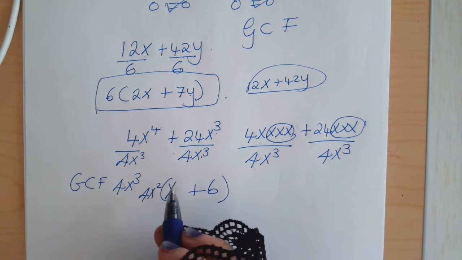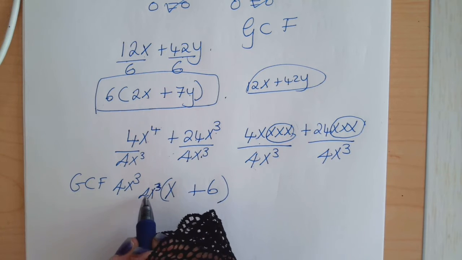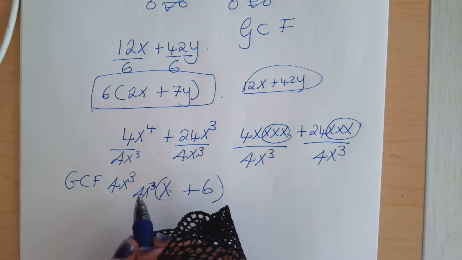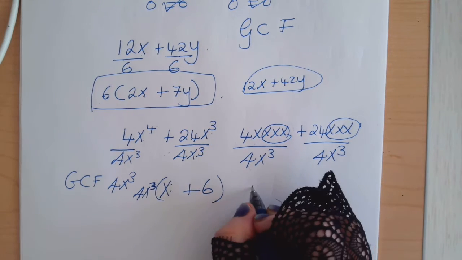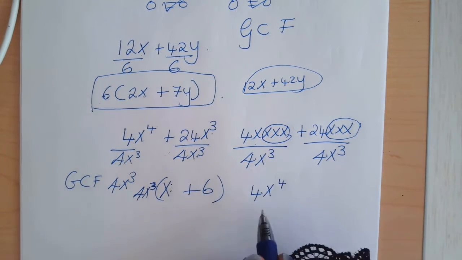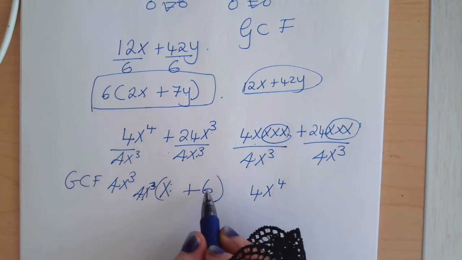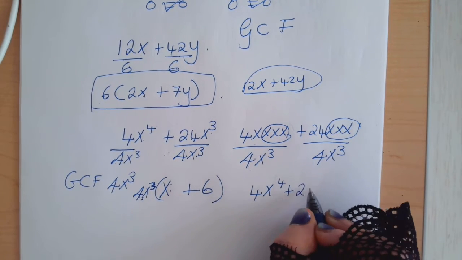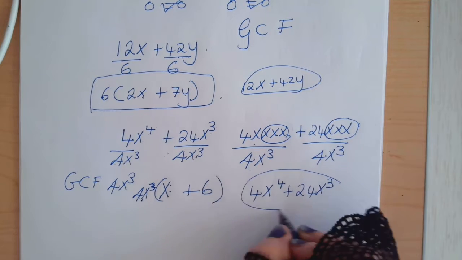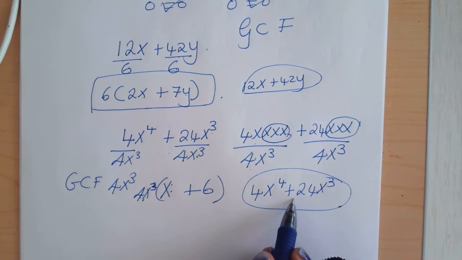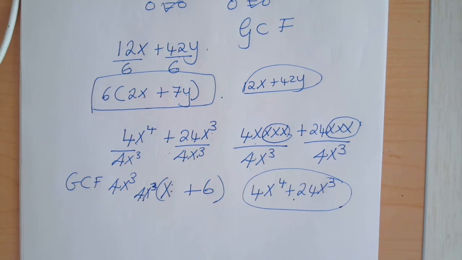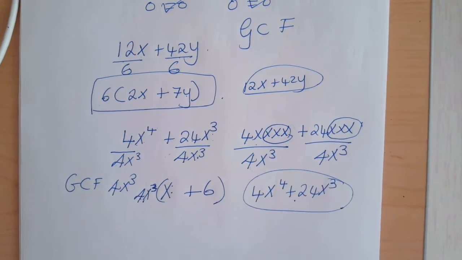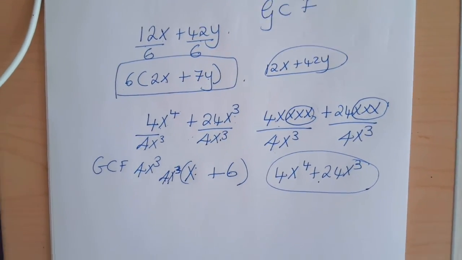And remember, cubed. Remember that you have to multiply, and you can check, and I'm going to do it one more time. 4x to the third times x gives me 4x to the fourth. 4x to the third times 6 gives me 24x cubed. Did I get back my original that I wrote down, which is here? And I certainly did. So that's how you check. Let me look and find another example.